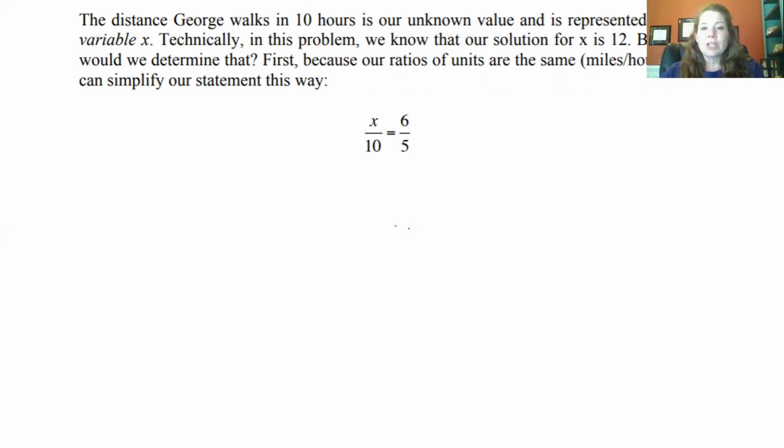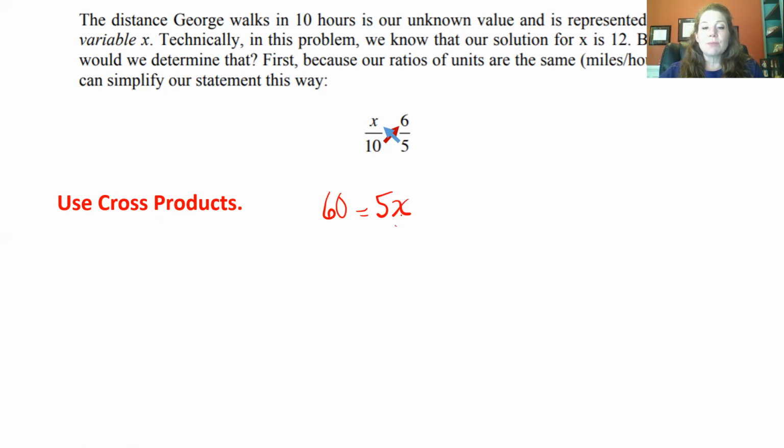First, because the ratios of units are the same, miles over hours, we can simplify our statement this way. We're going to use cross products. So we're going to multiply from bottom to top or top to bottom. It doesn't matter the situation, but let's be consistent. We'll do bottom to top. So we're going to multiply 10 times 6, and we get 60. And then we multiply 5 times x, and we get 5x.